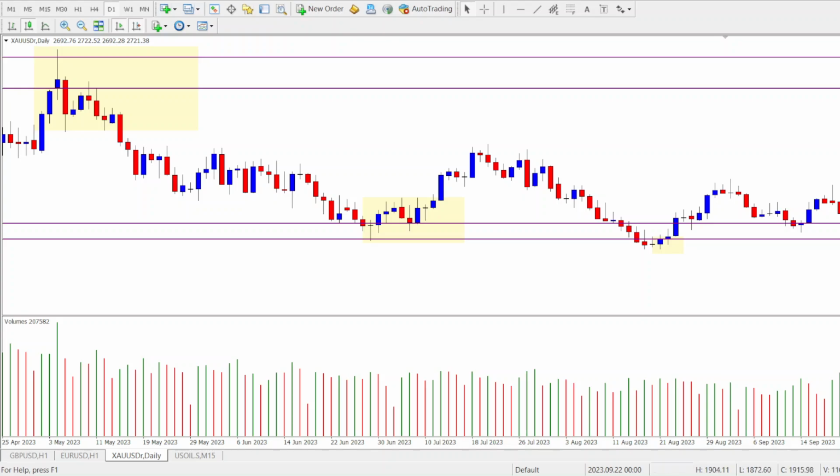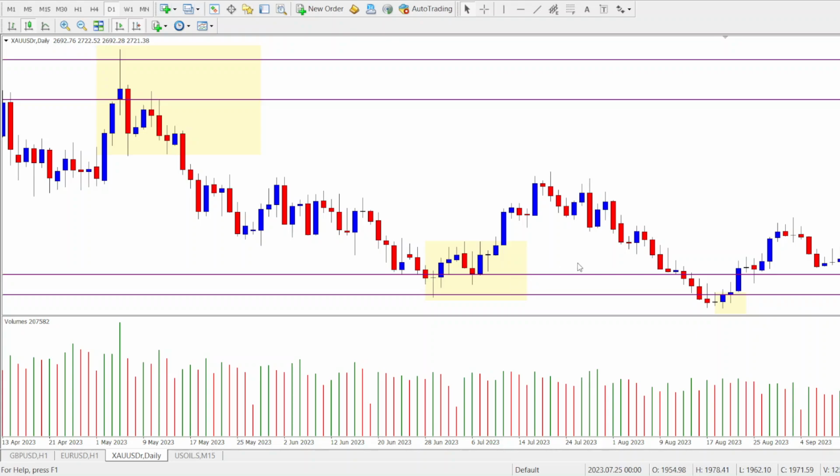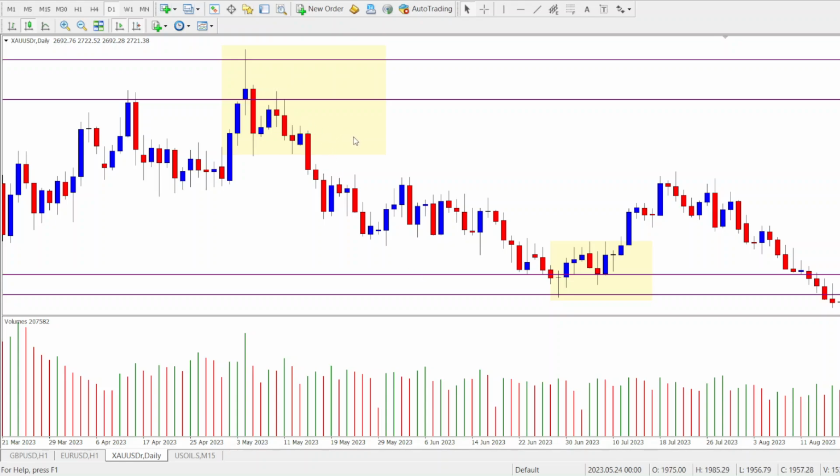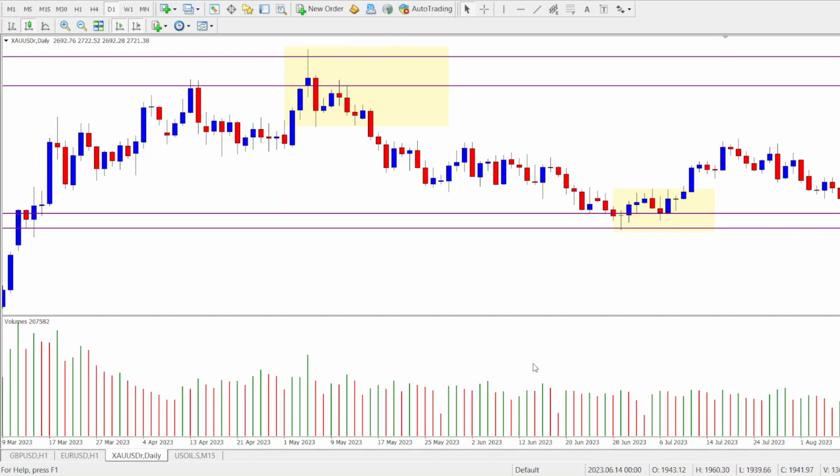Now, how do you incorporate these zones into your trading strategy? As for your entry points, you can enter trades when the price approaches a demand zone for buy orders, and when price approaches a supply zone for sell orders. Then you look for confirmation signals like candlestick patterns, just like this, and look for volume spikes. You can also use other indicators like moving averages or the relative strength index, the RSI, or any other indicator of your choice to confirm your signal.